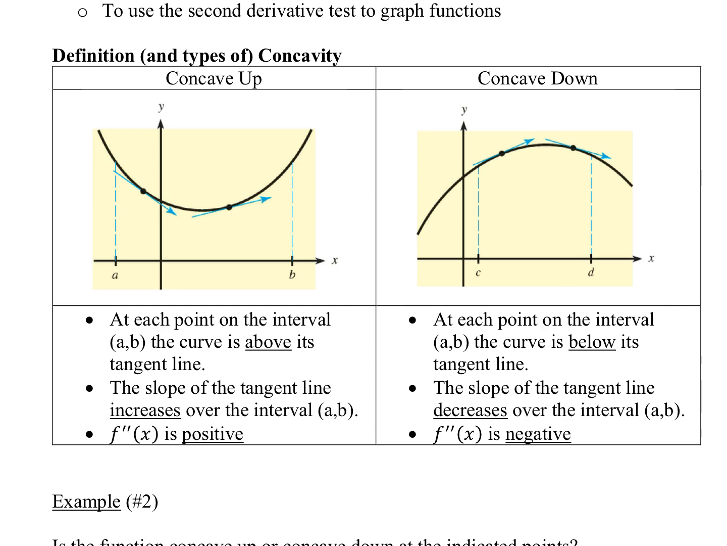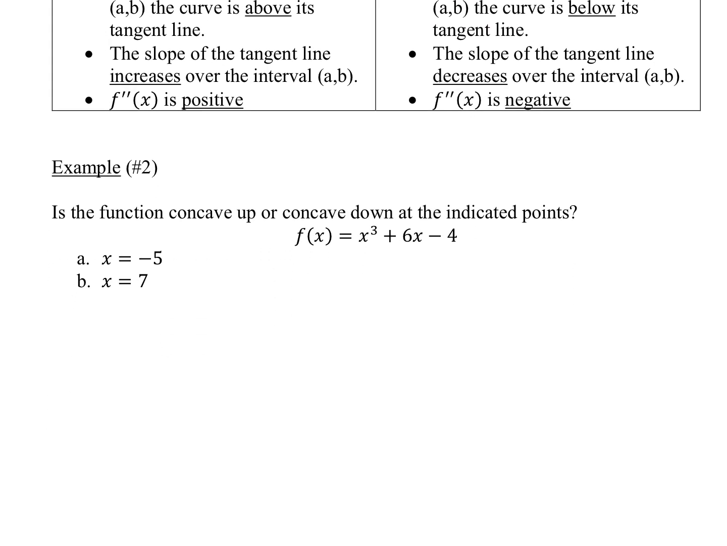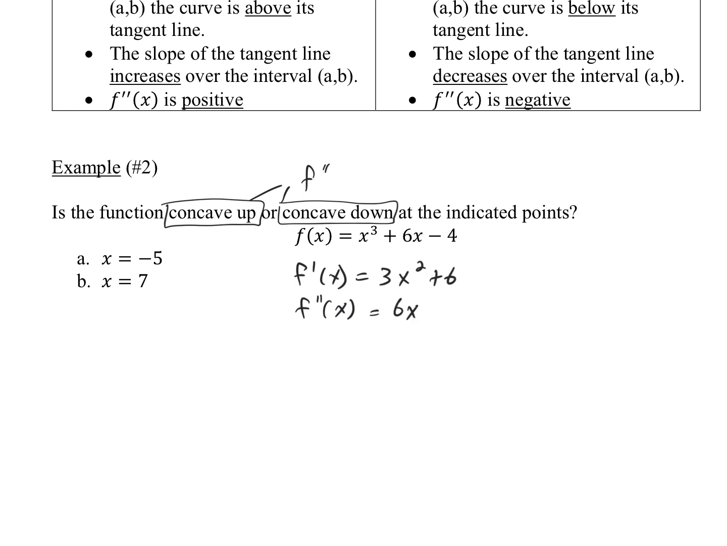So let's look at an example where we determine the concavity of this function. And that's the question. Is this function concave up or concave down at these 2 points? As soon as we are asked about concavity, this is a question about the second derivative, so we need to compute the second derivative. The first derivative would be 3x squared plus 6. That means your second derivative would be 6x plus 0.